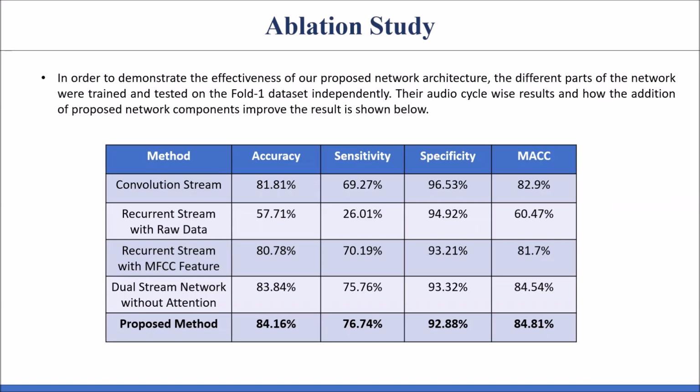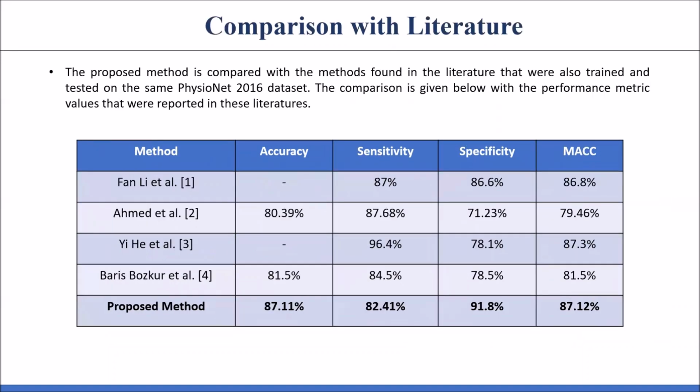The results of the proposed system are compared with the results of the existing literature methods that are also trained and tested on the same dataset. It can be seen that our model performs better than some methods, while its performance is very close to the others. So the proposed system is giving comparable results to the state-of-the-art methods.